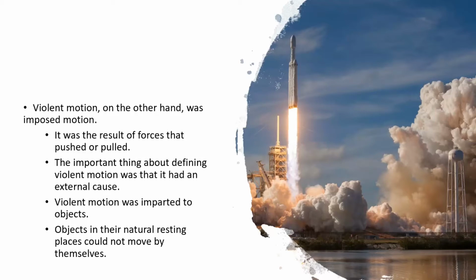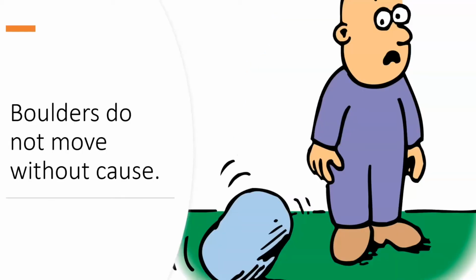So violent motion, according to Aristotle, was the result of forces that pushed or pulled. An important thing about defining violent motion is that it had an external cause, if you define the thing as part of its own system. Violent motion was imparted to objects, and objects in their natural resting places could not move by themselves. Boulders don't move without cause.